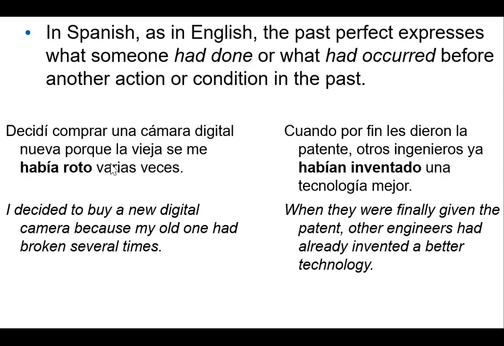Now, it had broken. When did it break? It broke before now, yes, but even more so, it broke before I decided to buy a new digital camera. It had already broken before all this happened. So our point of reference is back when it happened. This had broken, había roto, happened before decidí, before I decided. So I decided to do this because this had already happened. This decidí is in the preterite, so it's something that happened in the past. Había roto happened before this event, which took place in the past.